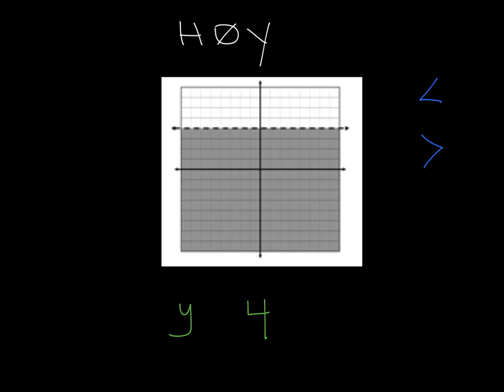So I am going to put my pencil on the y-axis, on the y-intercept. I'm going to point at where the shading is. It is below the line, which is less than. That means that the inequality that represents this graph is y is less than 4.